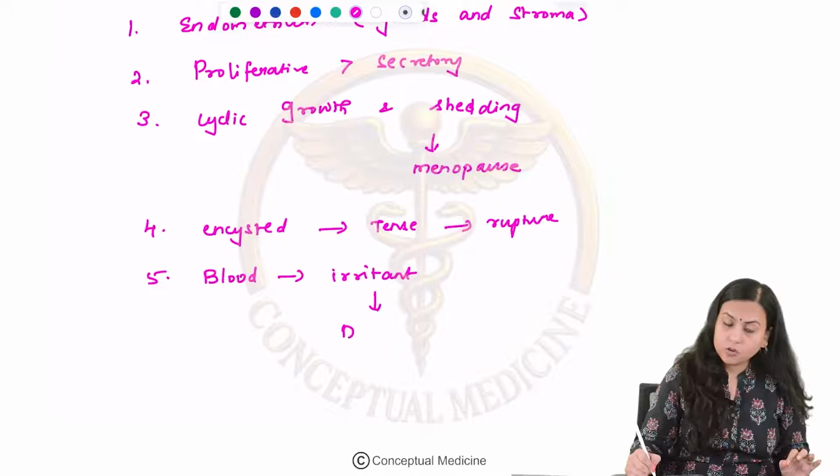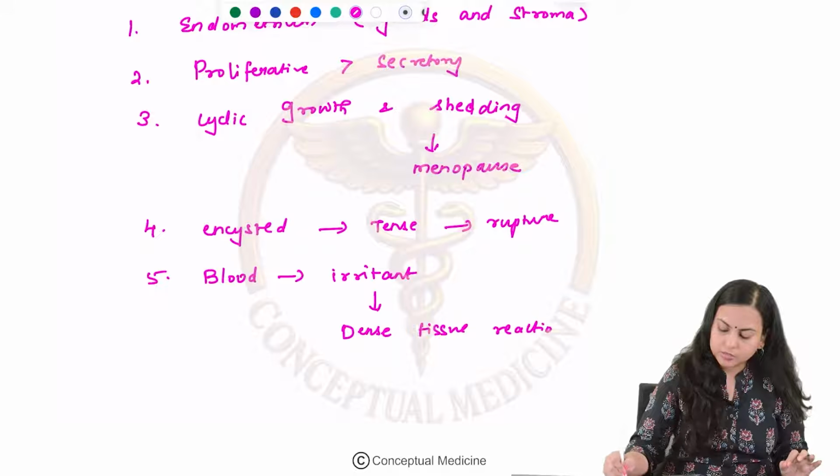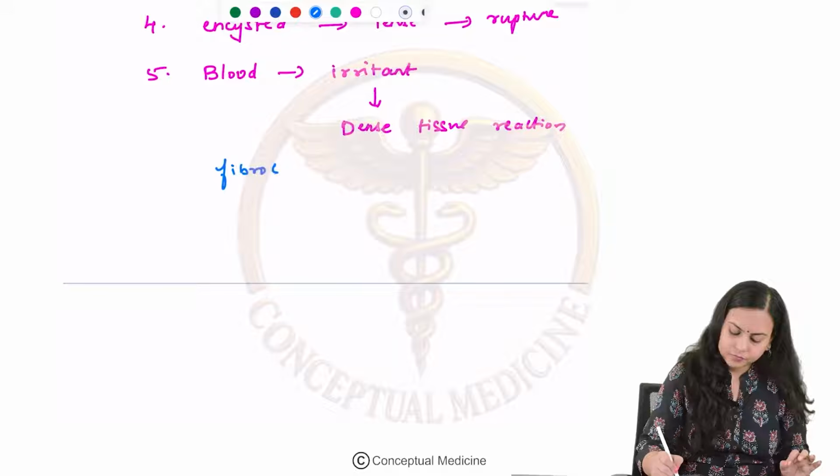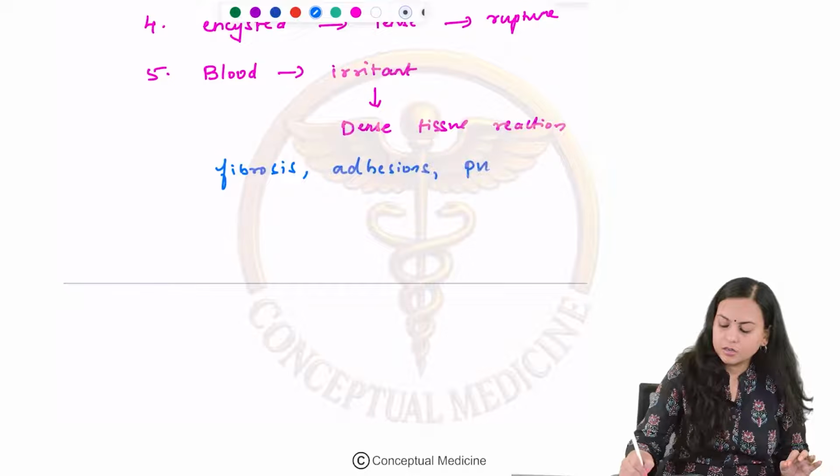Clear? And finally, you should know the blood that is present here is an irritant. So, it can cause a dense tissue reaction that will result in fibrosis or adhesions or puckering of peritoneum.